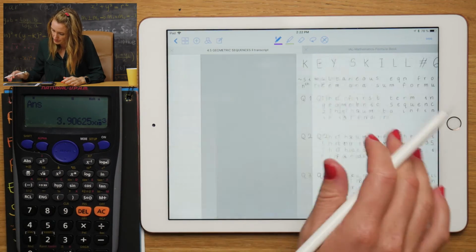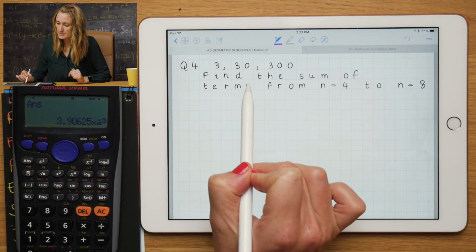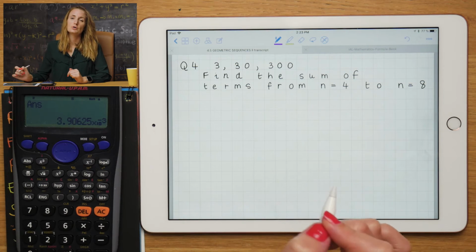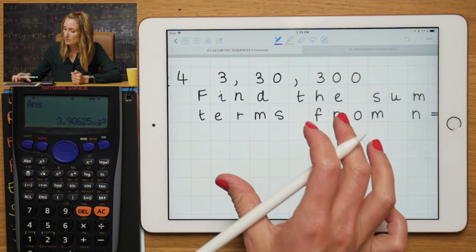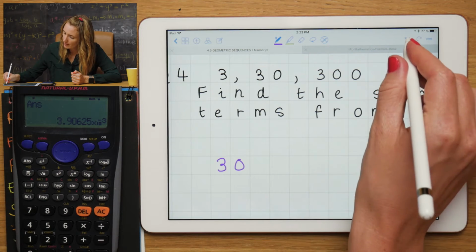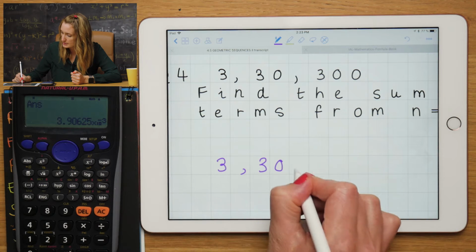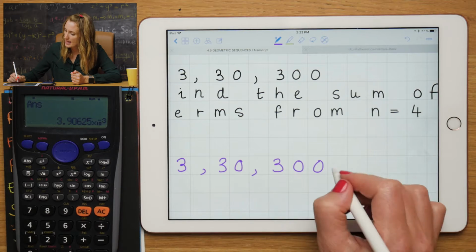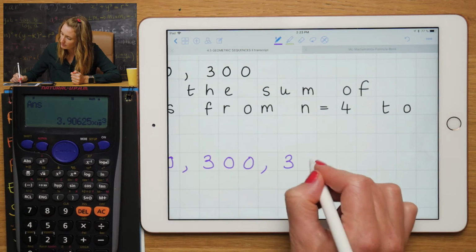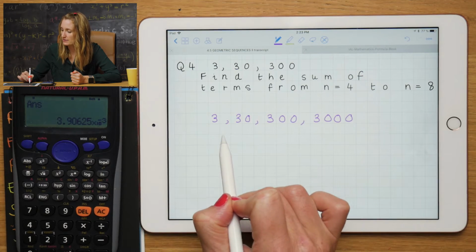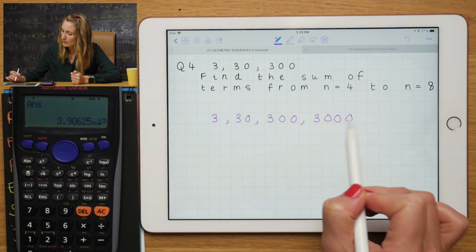Let's have a look at question 4. We've been given a sequence and we've been asked to find the sum of terms from n equals 4 to n equals 8. So for example, if we imagine here, that's 3, that's 30, that's 300. Each time we're timesing by 10, so the next one will be 3,000, for example. We've been asked to find the sum from the 4th one to the 8th one.